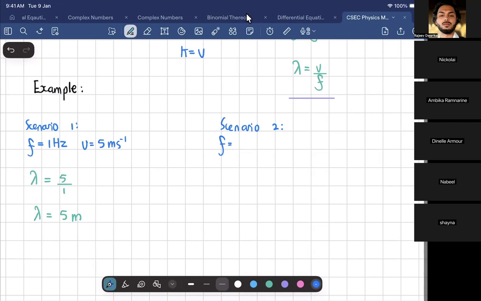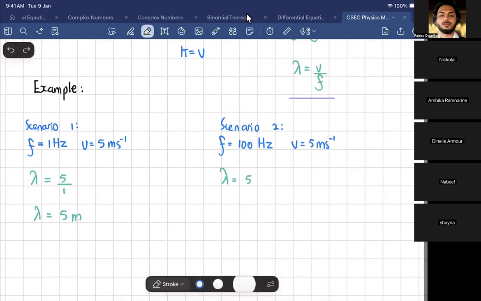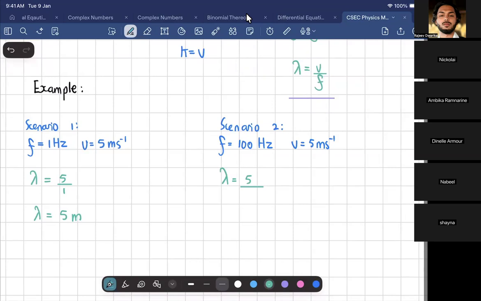Let me increase it to 100 hertz. And I'm gonna keep the velocity the same. So if I do this, it's going to be V over F, right? So it's gonna be the same 5 over the what? 5 over what? It's gonna be 5 over what, guys?